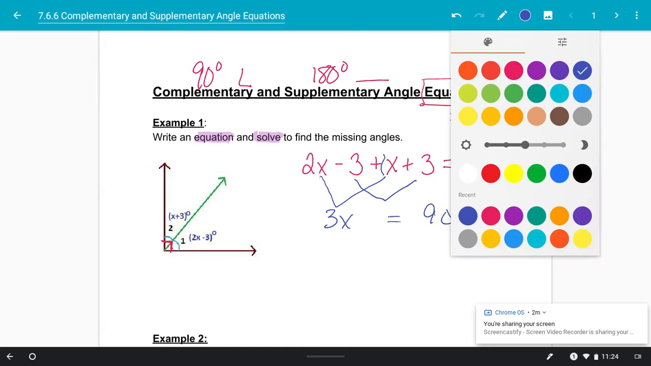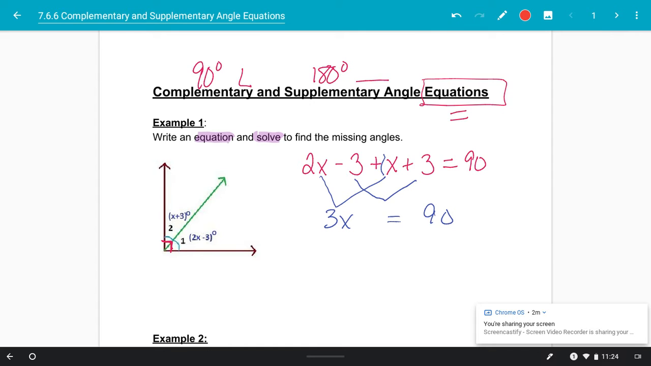So now we have actually a really cute little one-step equation here. We know that that 3 is held on with multiplication to that x, so we can undo it with division. So I'm going to divide both sides by 3. 3 divided by 3 leaves us with 1x, and that's going to give us x equals 90 divided by 3, giving us 30. Now, this is not saying x equals 30 degrees.